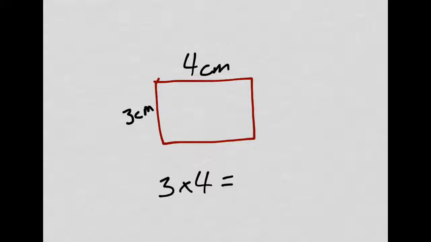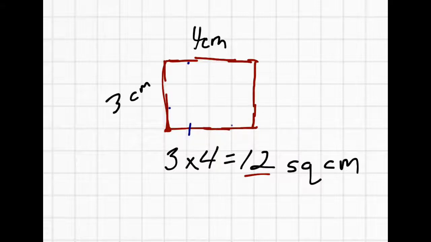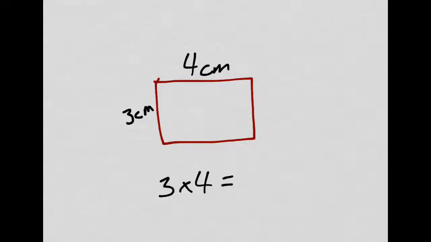Because I know that the area of any rectangle, just like this one back here, can be thought of as an array. And to find out how many objects are in the array, I can multiply the number of rows by the number of objects in each row. Or when we talk about an area, we say that we're multiplying the side lengths. So I'm multiplying 3 centimeters by 4 centimeters. And I know that 3 times 4 equals 12. And because it's a unit of area, I'm going to say that I have 12 square centimeters.